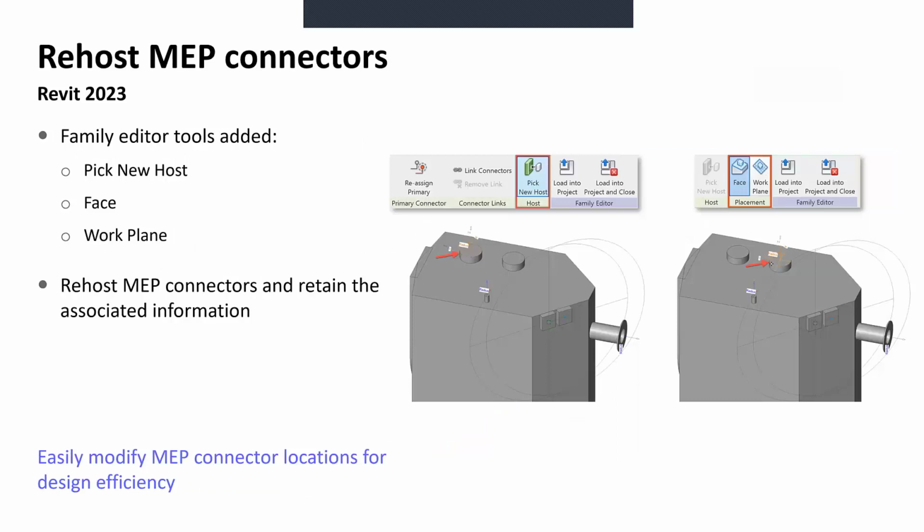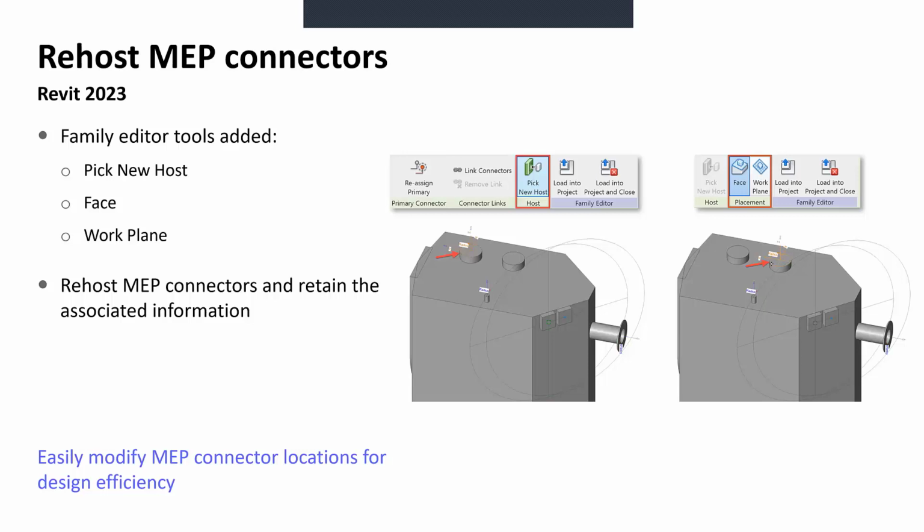The connectors are really the heart and soul of your families, aside from the rest of the data that you schedule, right? So you transfer information from these connectors into your electrical systems, your duct systems. In the past, when you deleted the element that the connector was hosted to, then your connector got deleted and you lost all that information. Then you had to re-add it and remap everything back to those connectors.